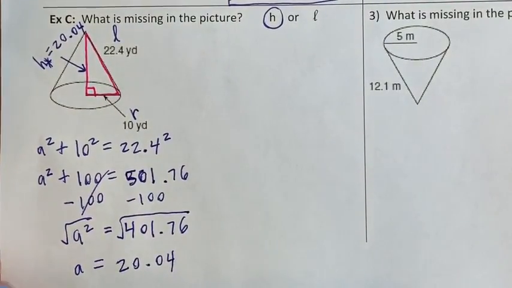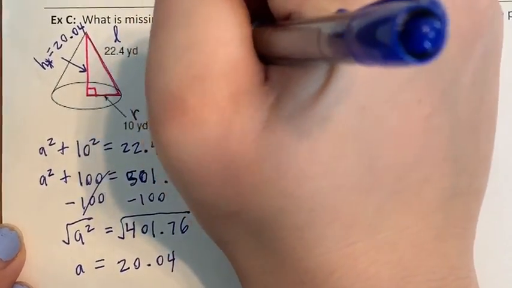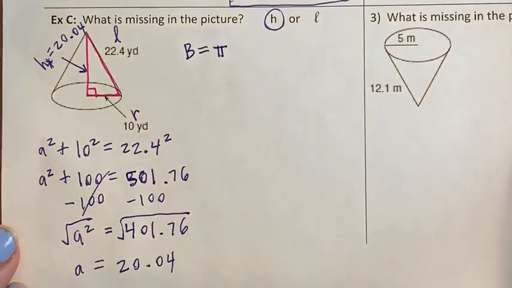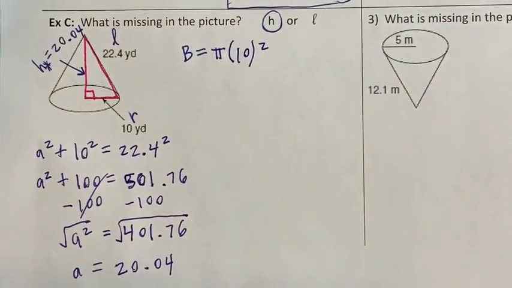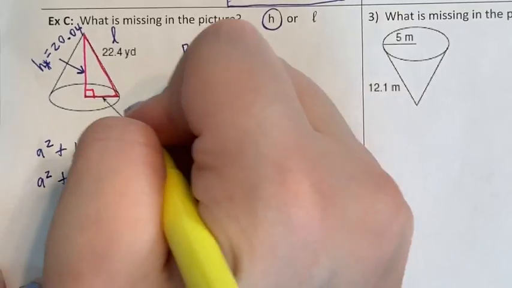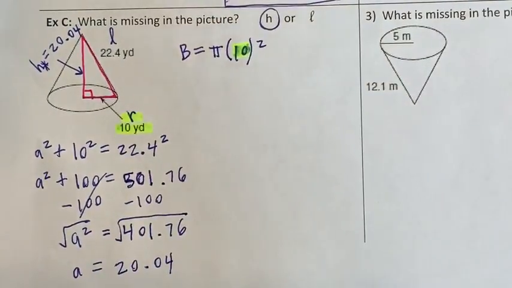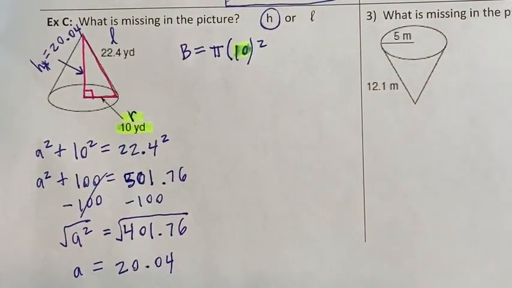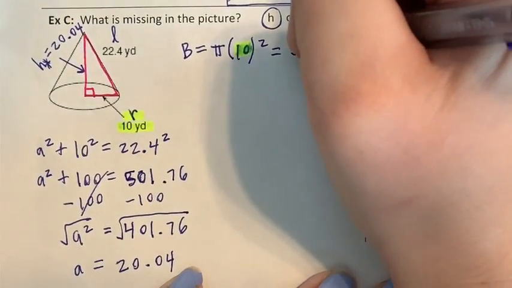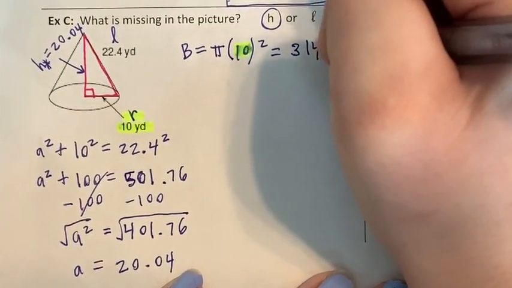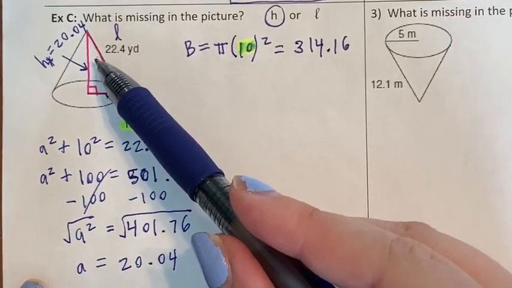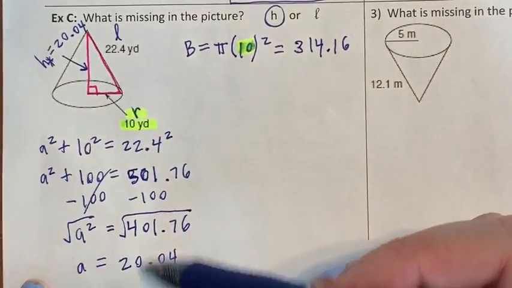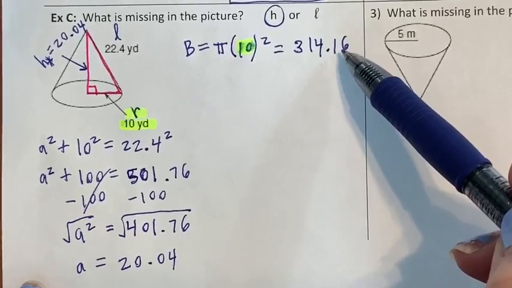Let's do our base, which is pi times our radius of 10 squared. 10 is my radius. Pi times 10 squared. When I do that, I get 314.16. So now I have everything I need. I've got my cone completely labeled. I did Pythagorean theorem to find my missing height. I did my scratch work for my base.